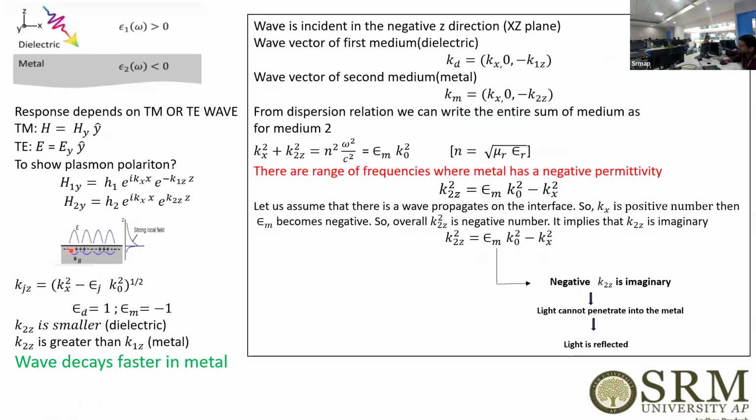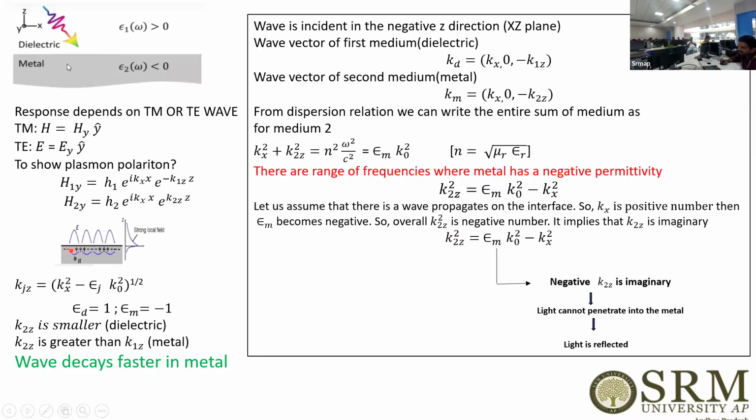Basically, the excitation of surface plasmon polaritons on the interface will be of two types: TM wave excitation and TE wave excitation. I already stated that surface plasmon polaritons support TM wave propagation. TM wave means the magnetic field is along the y direction. And what is TE wave? TE wave is nothing but the electric field is along the y direction. So here, let us consider a wave is incident on the interface.